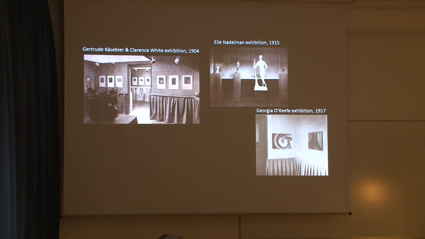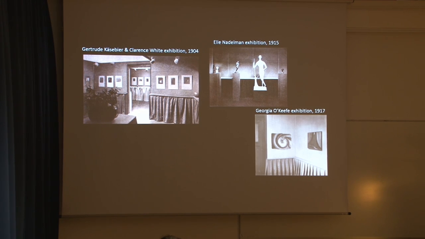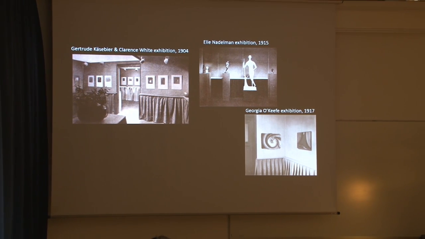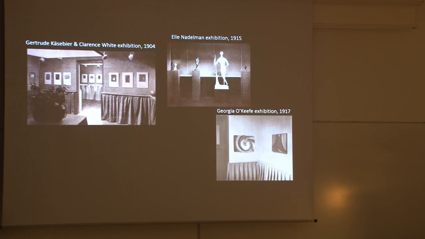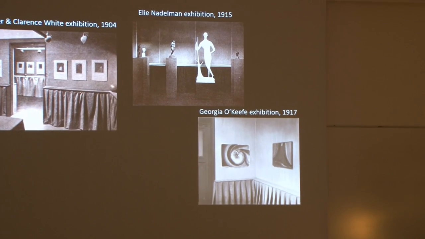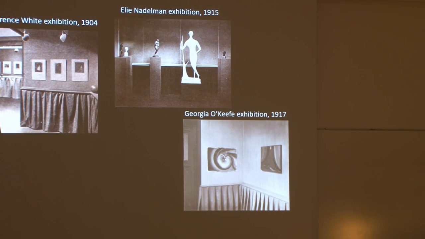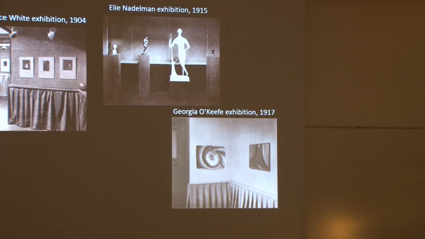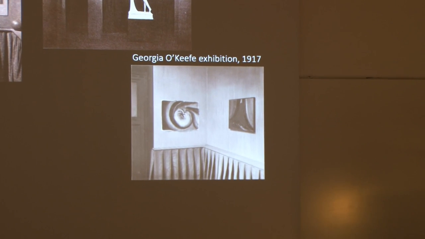Afterwards, after 1908, he began introducing contemporary artists working in other media, including Picasso, Rodin, and Matisse, as well as contemporary American artists like the sculptor Elie Nadelman and the painter Georgia O'Keeffe, who became his life partner.